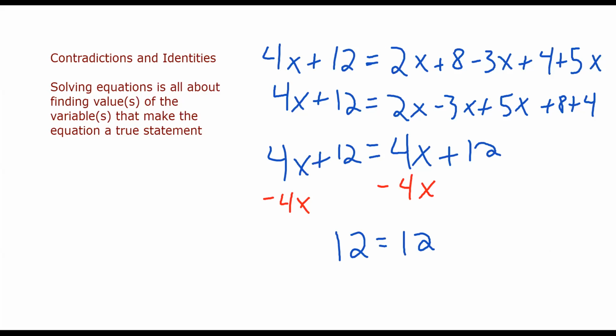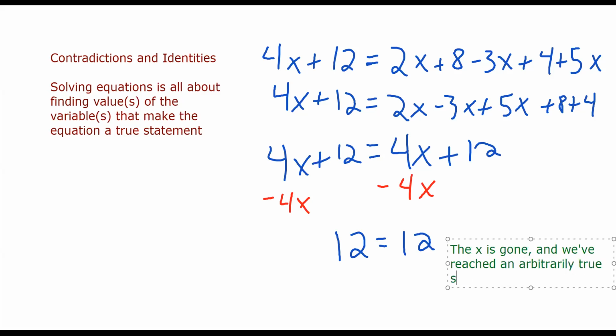So we could move the 12 over and then end up with 0 equals 0, but we've already seen the point. The point here is the x is gone, and instead of reaching a false statement, we've reached, I should say, an arbitrarily true statement. It's true, but it's pretty arbitrary. It doesn't really do anything for us, doesn't float your boat.